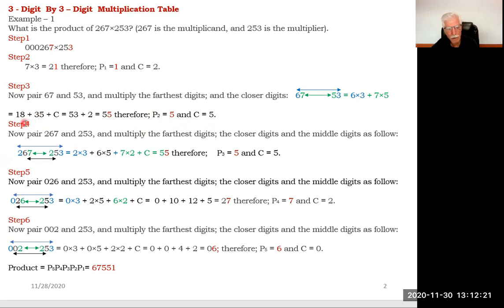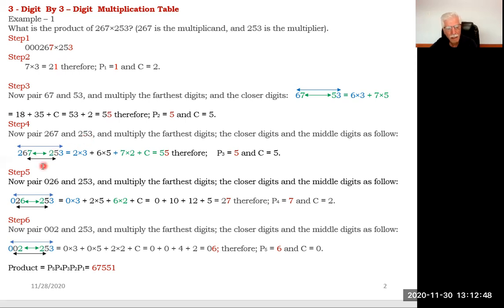Now, in step 4, which is the next step, we move again one digit to the left-hand side. So here we have 7, 6, and 2, 267. And our multiplier is 253 because we were here. Now we moved one to the left. So this is going to be 253.